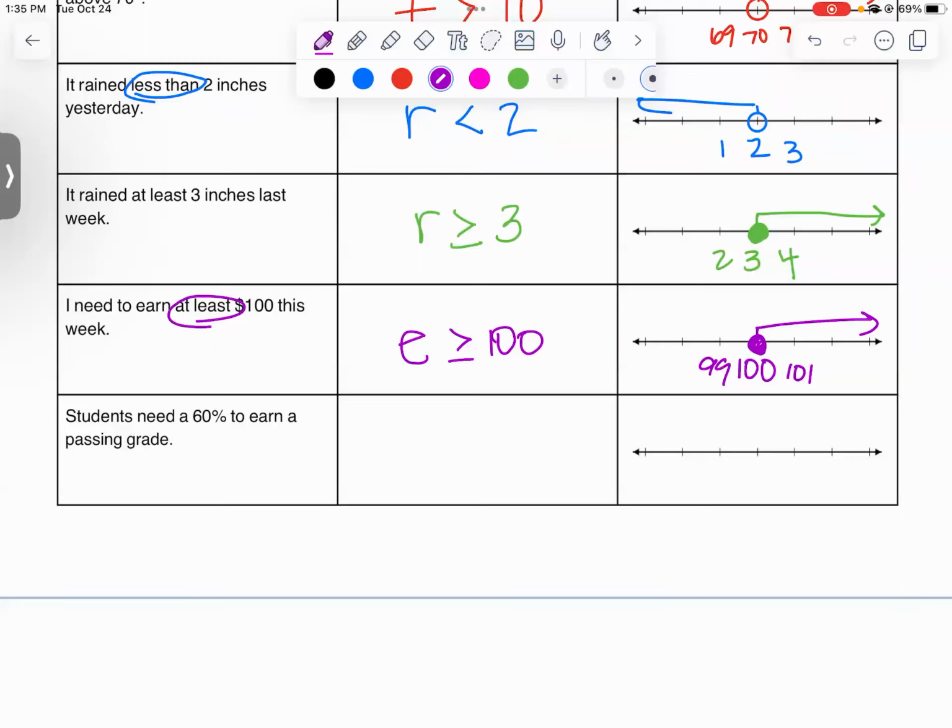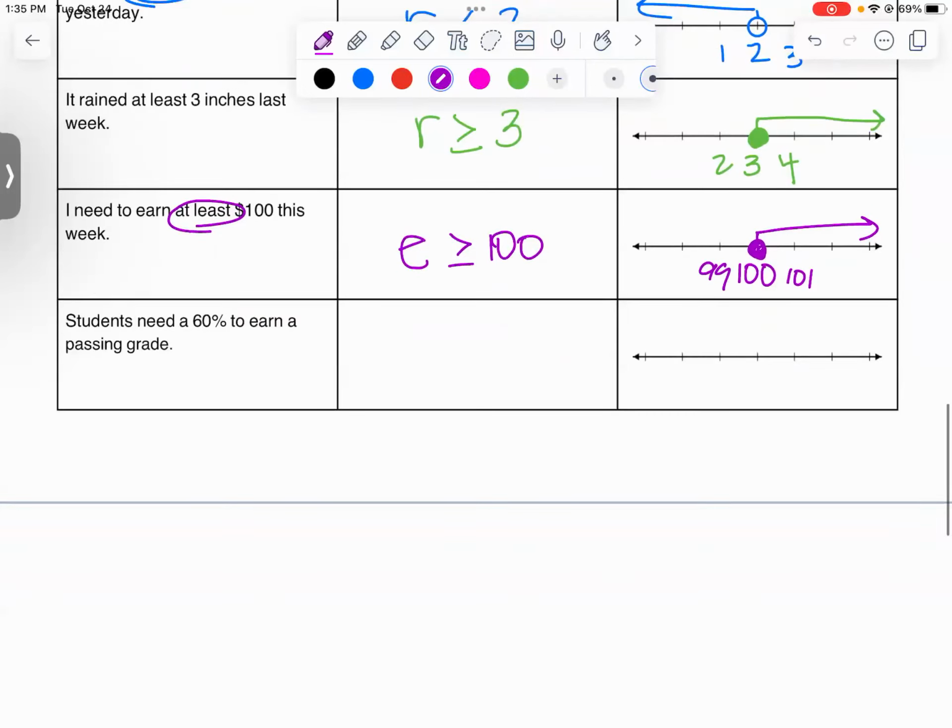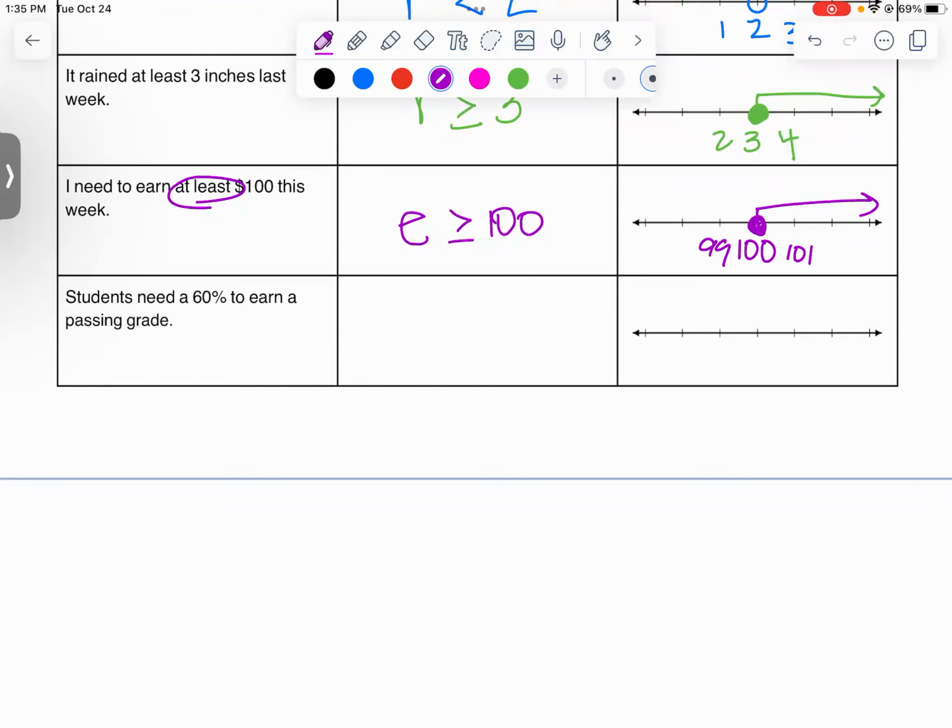Emma's struggling with the last one. You need to earn a 60%. So our grade needs to be a 60. Can you get a 60 and pass? Yep. So we have equality. But do we want bigger than a 60 or less than? We want greater than or equal to a 60 because we want to have a 60 or above.